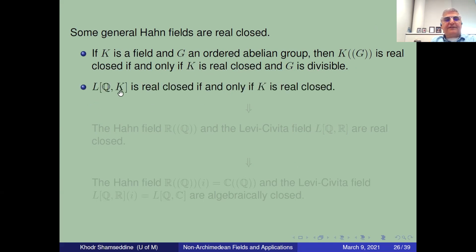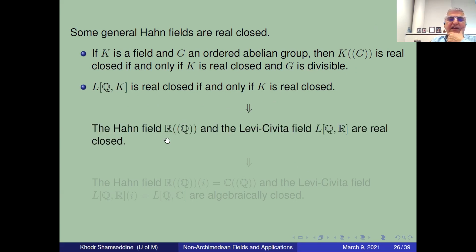The Levi-Civita field L of QK is real closed if and only if K is real closed. And this entails that the Hahn field R of Q and the Levi-Civita field L of QR are real closed because of these two results.